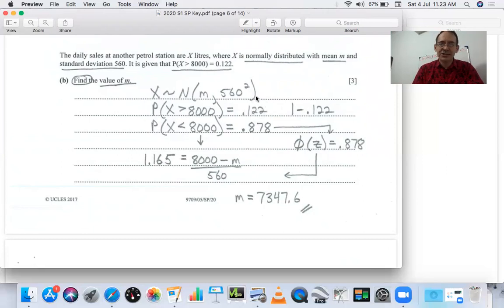So we can't actually read 0.122 in the phi z chart. So by switching the greater than to less than, and then adjusting that by doing 1 minus the probability, we get both the less than, which is what we need, and we get a value that we can actually find in the chart, 0.878.